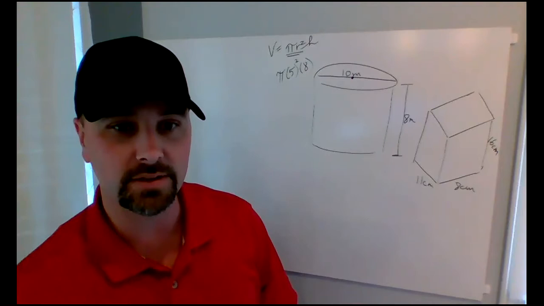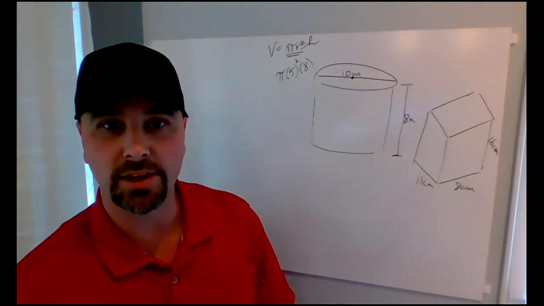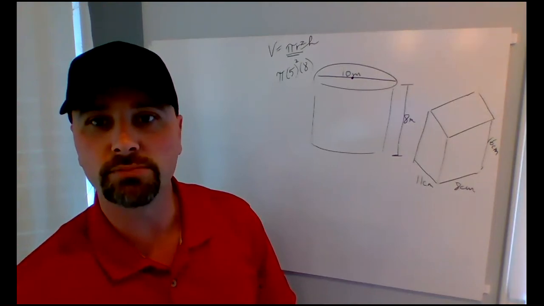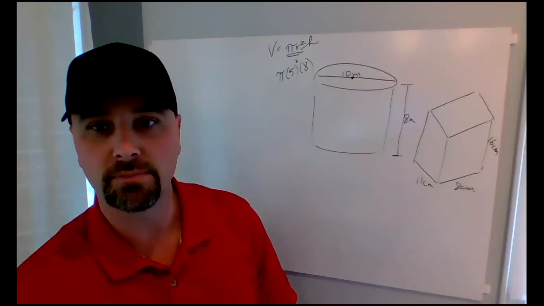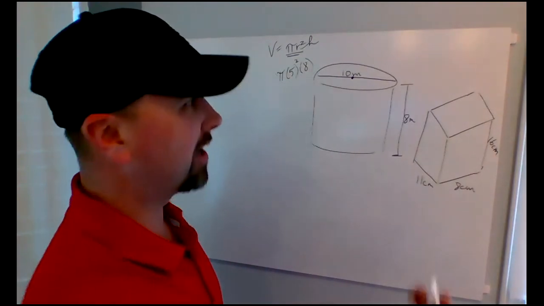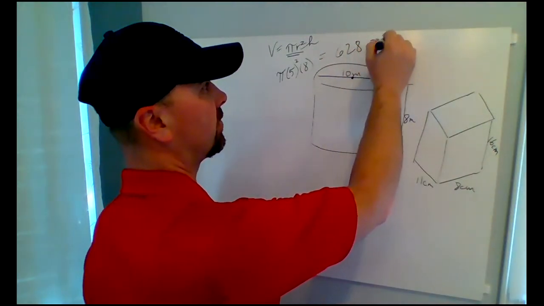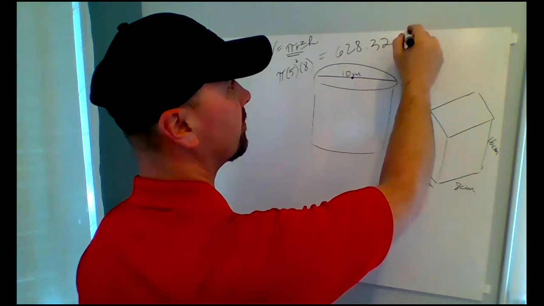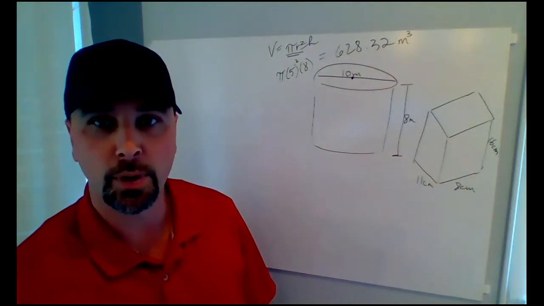Let's figure out what that is. Here's the pi button on my calculator. Times 5 squared times 8. 628.318. So we'll call it 628.32. This is a meter measurement, so it's cubic meters. Okay?